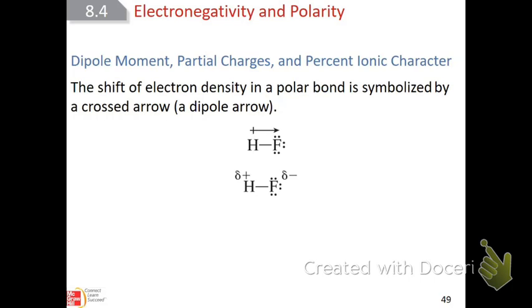You see that symbol right there? That's what you're going to show, it's going to be more polar towards your more electronegative. So the arrow is going to point towards your more electronegative. And obviously, if it's more electronegative, it's going to be the more negative end.